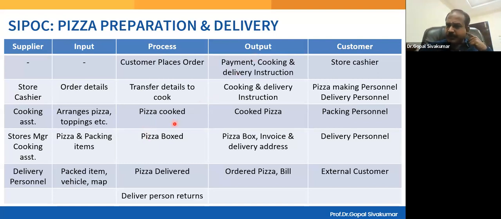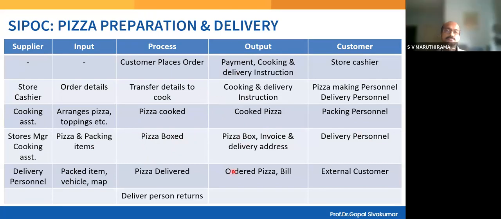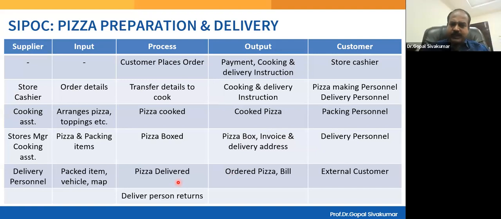And now the pizza is cooked and the packing person is able to pack the pizza. Once the pizza is packed, it comes in a proper pack, along with the invoice and the delivery details. And now that is handed over to the delivery person. Who will hand it over? Probably the cook himself will be handing it over to the delivery person. And now the pizza is delivered. In order to deliver, he needs the packed item and the vehicle and all those things. So he himself has to manage all of this. So he himself acts as the supplier.